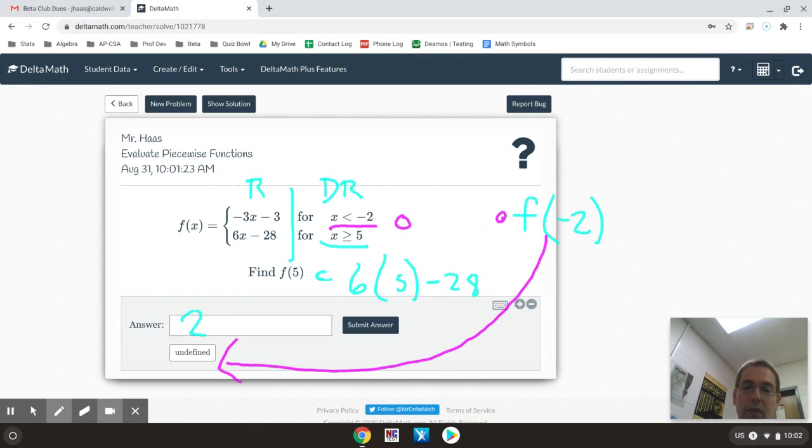It would also be undefined if I had something like f of 0, because 0 is neither less than -2 or bigger than 5. So if you have something that doesn't fit either of your rules, that means your function is undefined at that point.